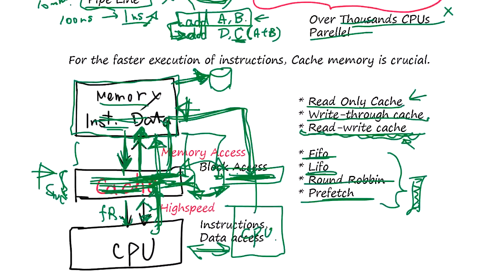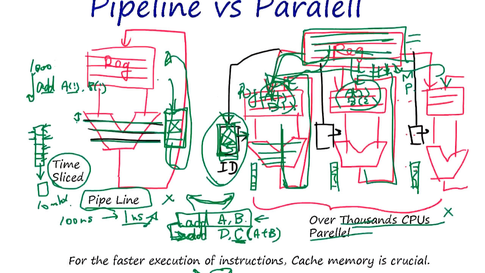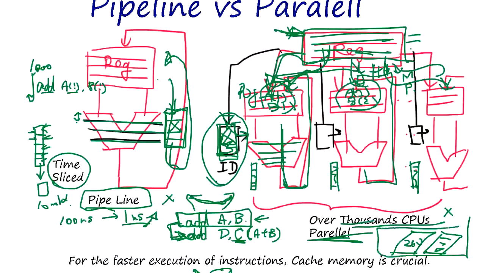Now this extended cache becomes necessary for this kind of parallel computing, because data is all over in each CPU, and 1000 CPUs. Basically, on the board you have 200 CPUs, and you have 100 boards like that in a supercomputer.